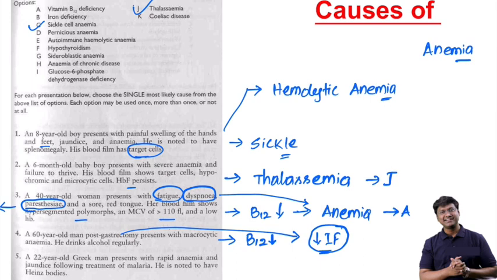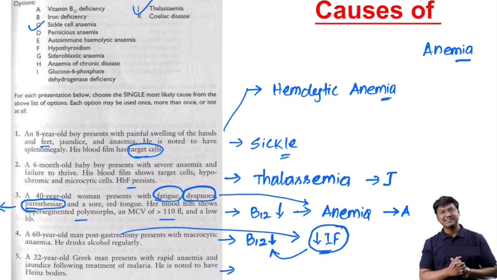So because of the deficiency of intrinsic factor, the individual will develop B12 deficiency. So the answer here is, again, B12 deficiency. Now you take the fifth clinical scenario. A 22-year-old Greek man presents with rapid anemia, jaundice following treatment of malaria.